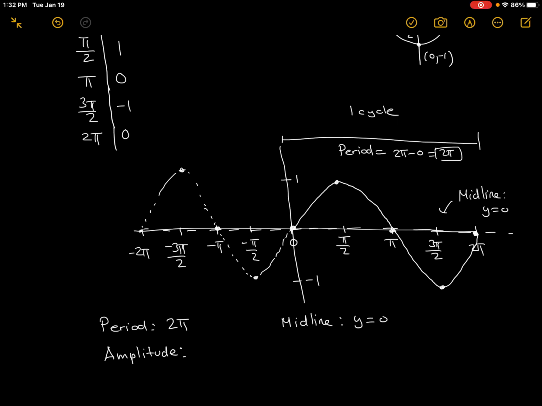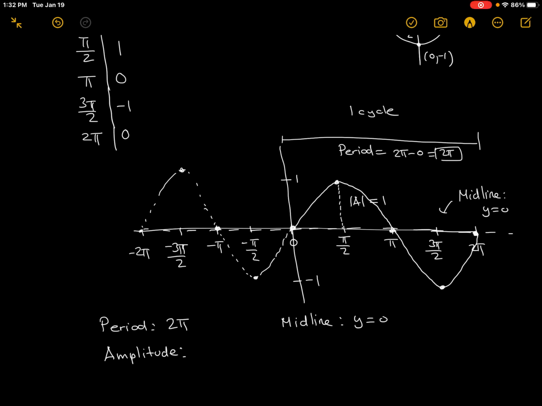And the amplitude is the distance from the max to the midline. Okay, so this we'll call the amplitude, and it's the distance, we'll call it 1. It could also be the distance from the minimum, right?